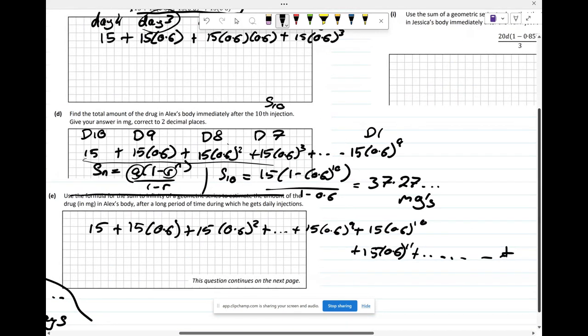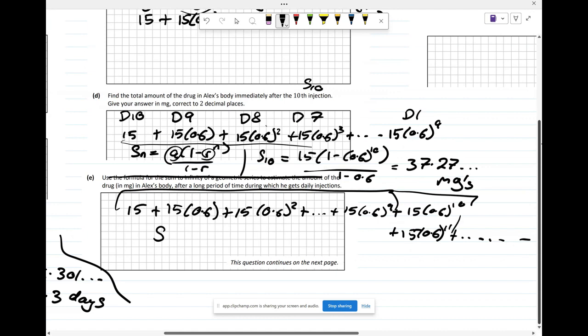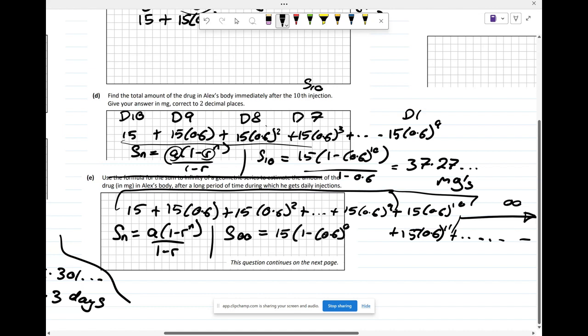And so let's think about it. Let's use our formula. So our n here, this was S10, this was S11, this would be S12, this would be S, well, it has no n, so it's just S infinity. So let's rewrite: Sn is going to be our first term times 1 minus r to the power of n over 1 minus r. That means S infinity is going to be our first term, 15, times 1 minus our r, which was 0.6, to the power of infinity, over 1 minus 0.6.